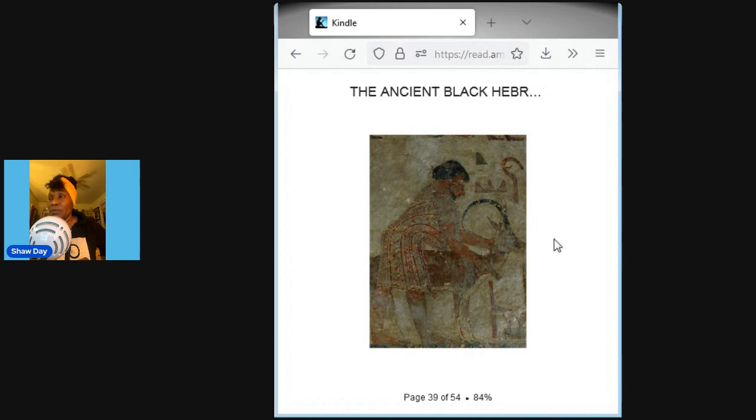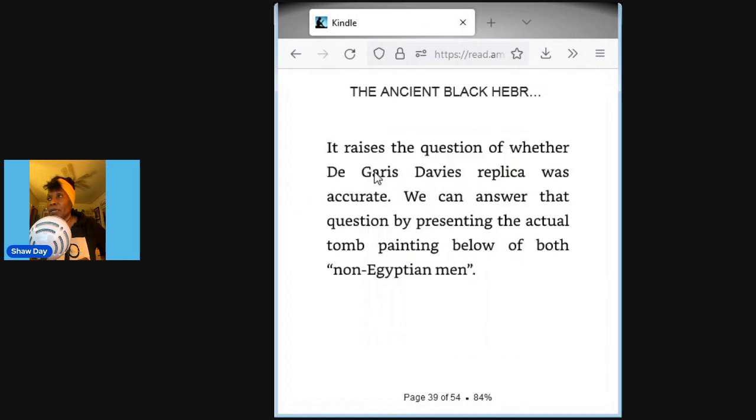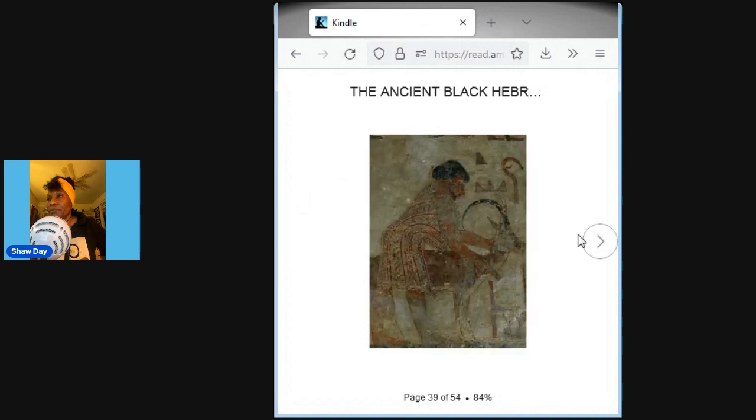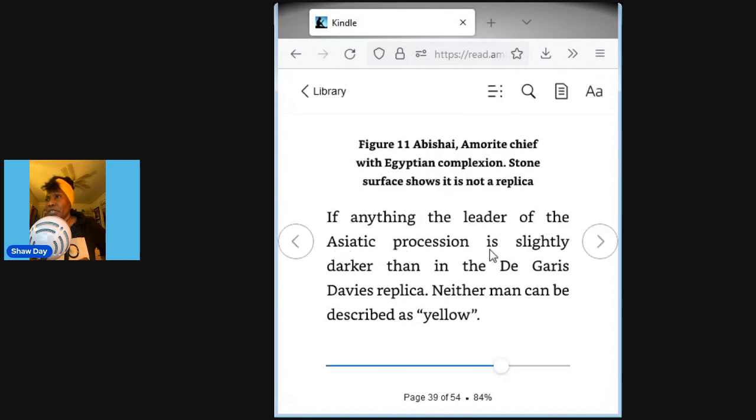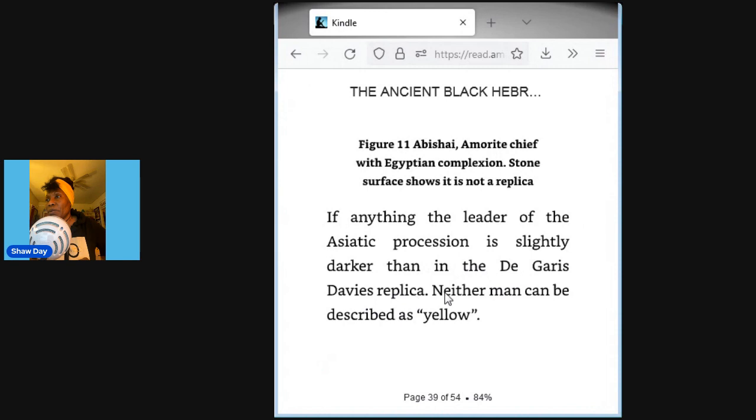And this is the second person, but this is also a painting by him, Daguerreotypes Davies. It says, figure 11, Abishai, an Amorite chief with Egyptian complexion. The stone surface shows it is not a replica. If anything, the leader of the Asiatic procession is slightly darker than in the Daguerreotypes Davies replica. Neither man can be described as yellow.